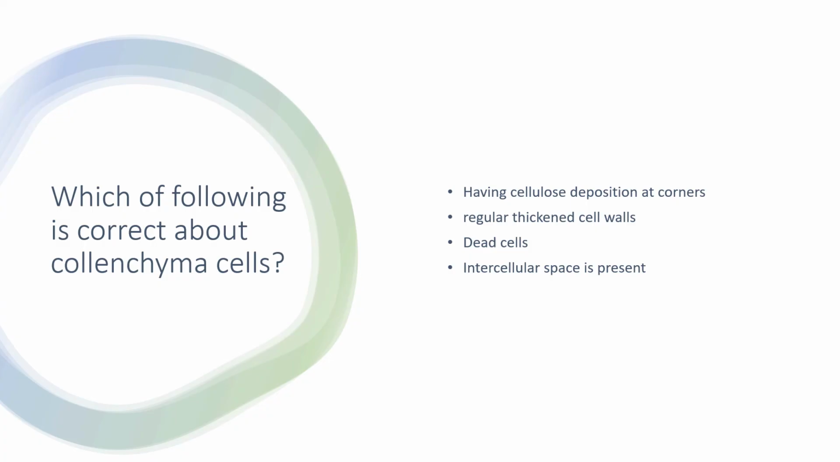Now, see, I have another question which is: which of the following is correct about collenchyma cells? The options are cellulose deposition at corners, irregular thickened cell walls, dead cells, or intercellular space is present. So, observe all the options carefully and give the answers in the chat box or in the comment section.